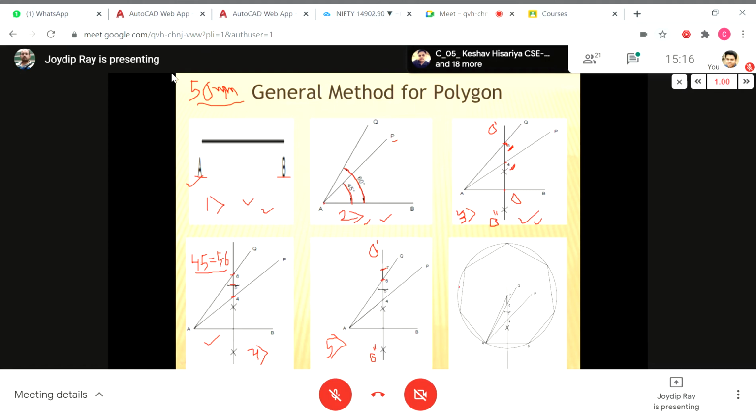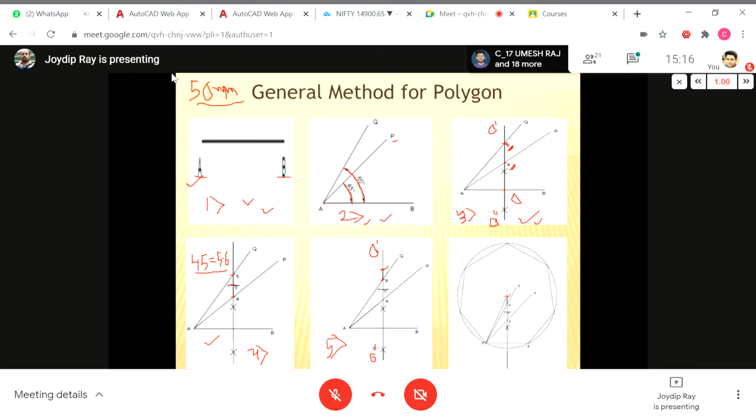Heptagon. Okay. Now, in this case, what you have to do? Again, you have to place your compass at point number 7. Take the measurement 7 to A or 7 to B.